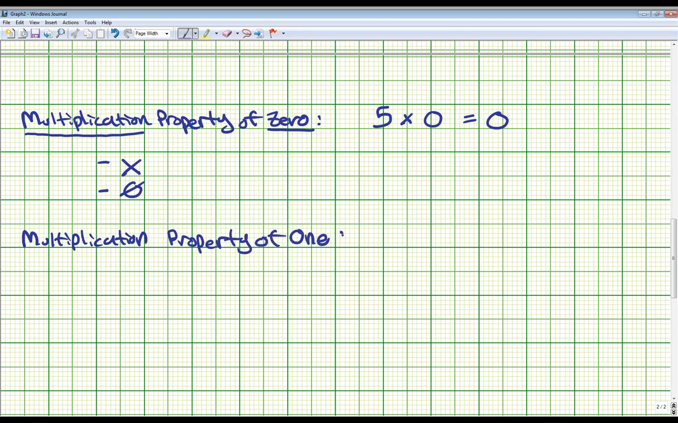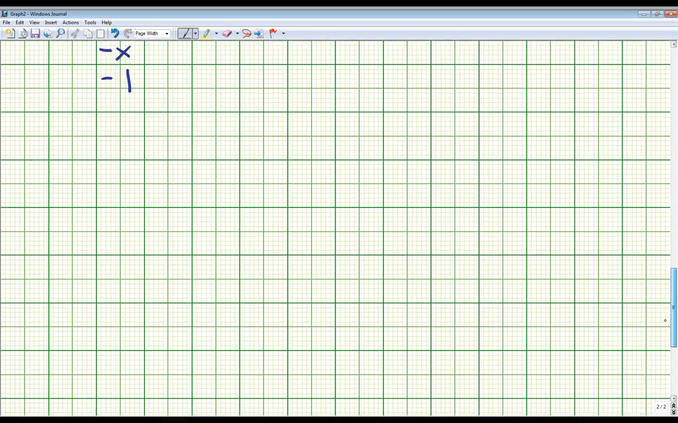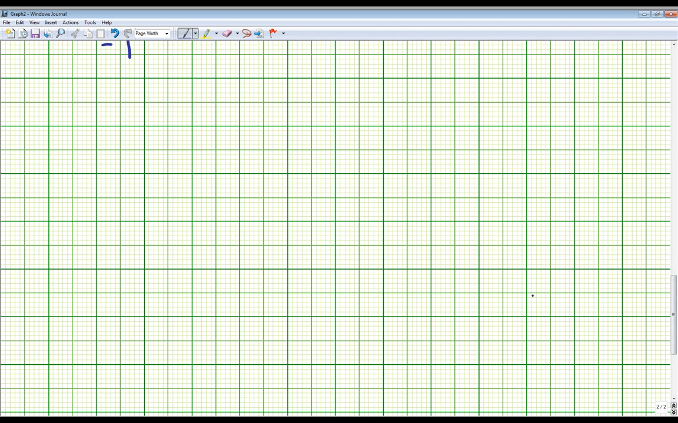And again, the name kind of gives it away. So we have multiplication, so we're going to be multiplying. Property of 1, so we're going to be multiplying by 1 this time. So you can take any number and multiply by 1, and your answer is always going to go back to that original number, no matter what. So that's what the multiplication property of 1 states. So those last 3 properties are pretty easy to remember. We just have to be able to name them. So we're going to do some examples where we will practice naming those properties.